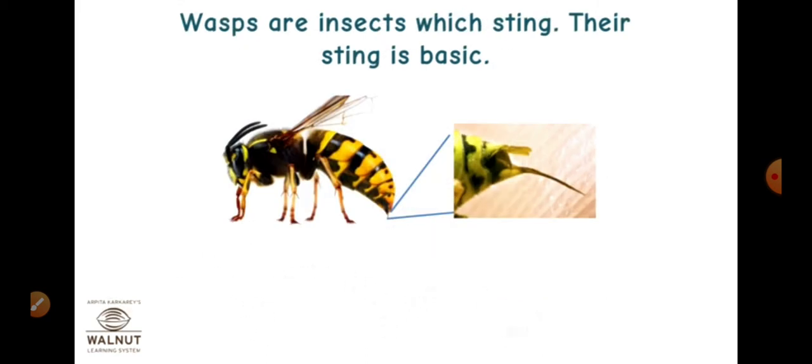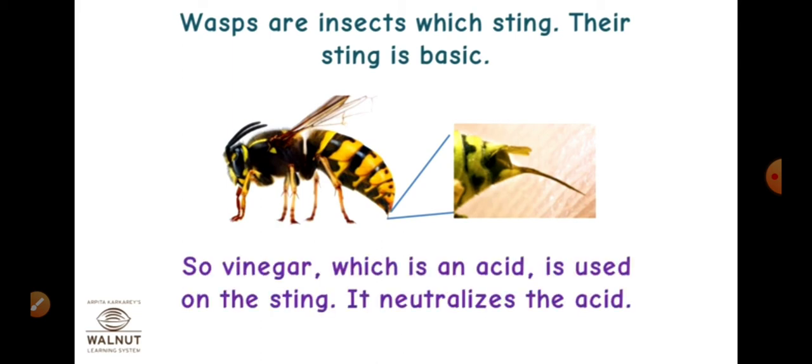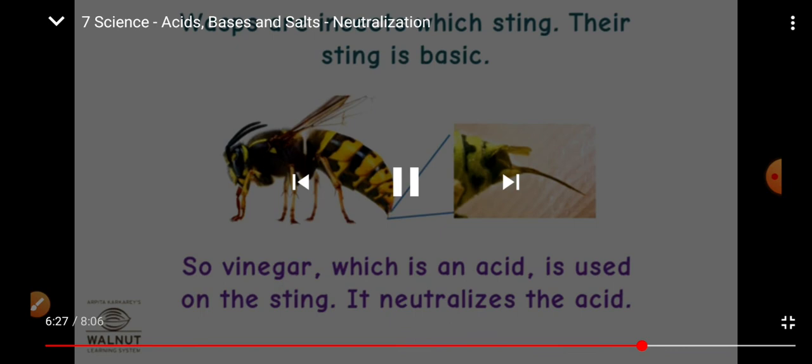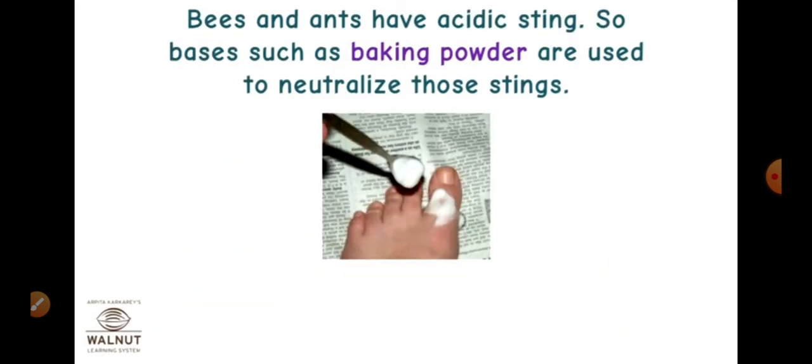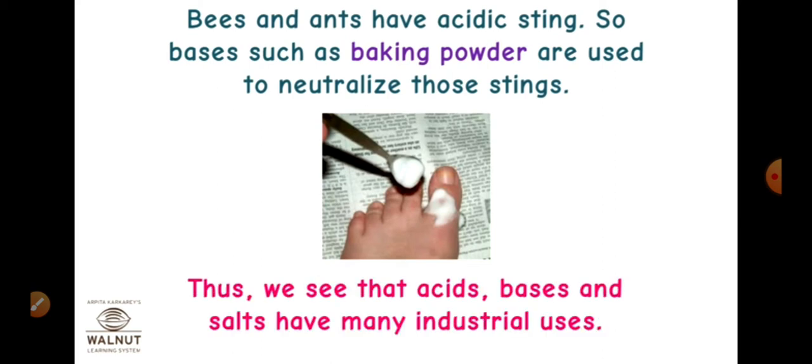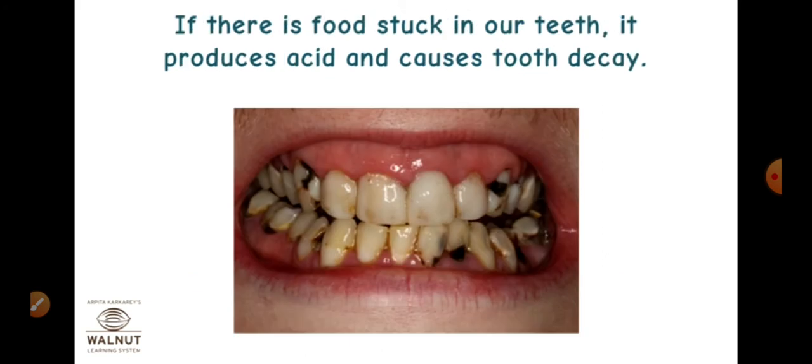Wasps are insects which sting. Their sting is basic. So vinegar, which is an acid, is used on the sting. It neutralizes the base. Bees and ants have an acidic sting. So bases such as baking powder are used to neutralize those stings. Thus, we see that acids, bases and salts have many industrial uses.